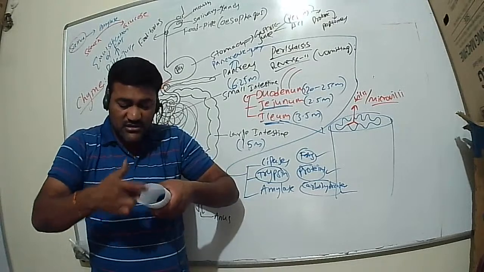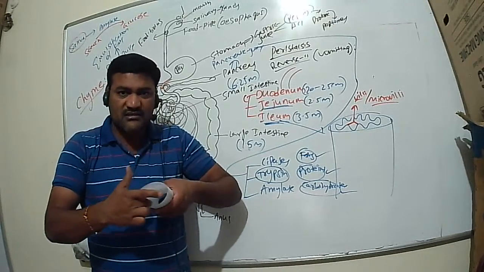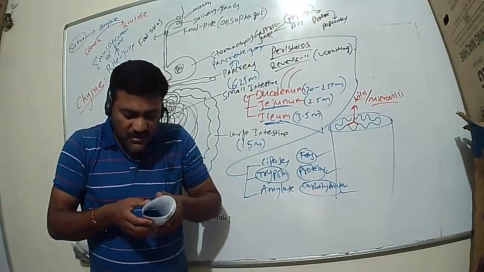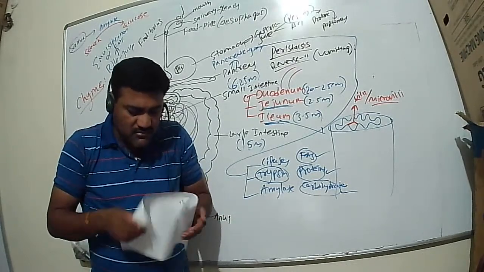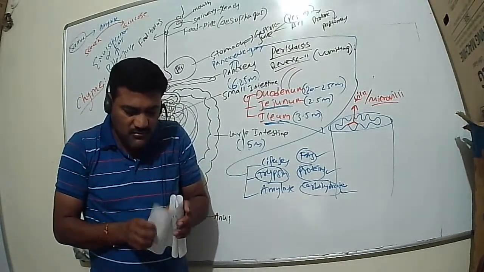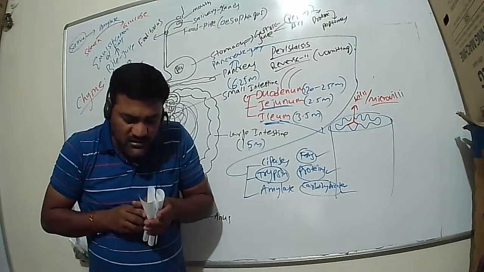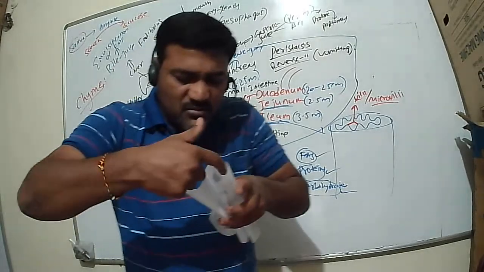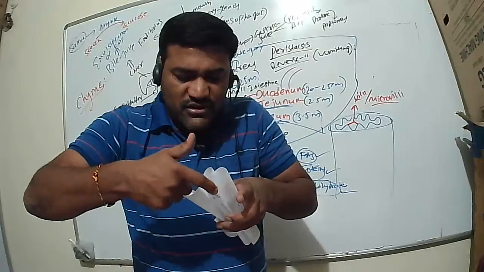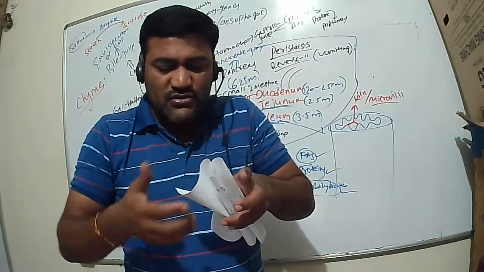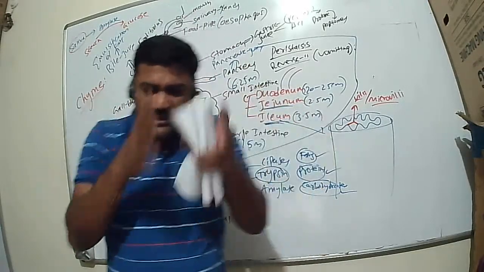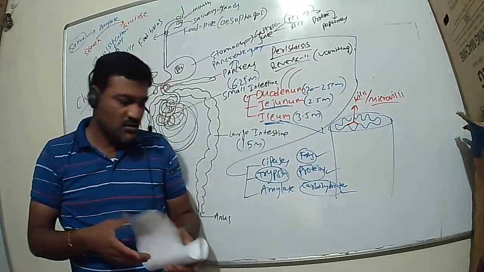Because there is not enough surface area, the surface area will not be sufficient. But if it is made into some foldings like this, what happens? There is more surface area. So when there is more surface area, the digested food can be absorbed easily.